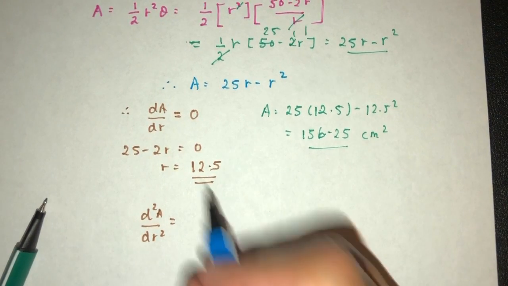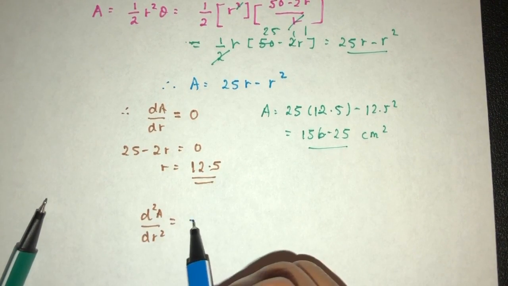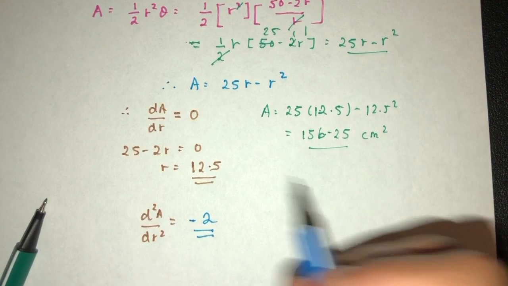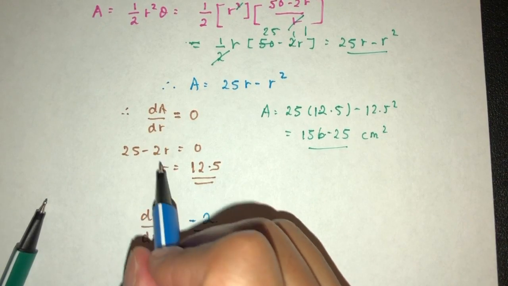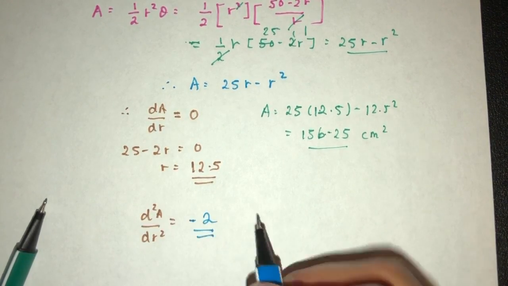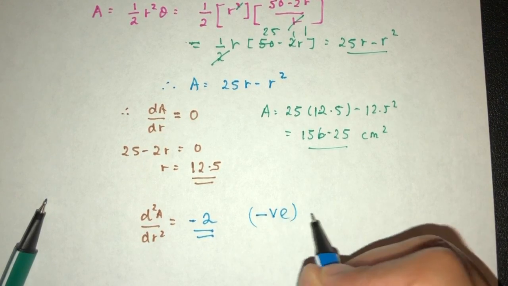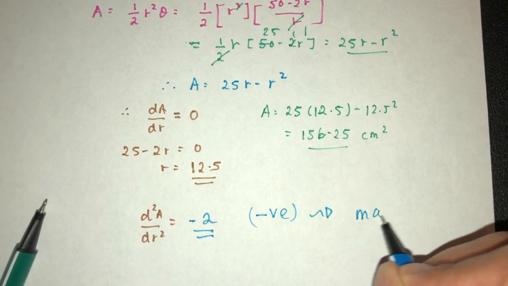Pretty easy, we have to differentiate this. That will be just minus 2, because we know that dA by dr is 25 minus 2r. Now d2A by dr2 is just minus 2. Since it is a negative value, we realize that it is a maximum value.